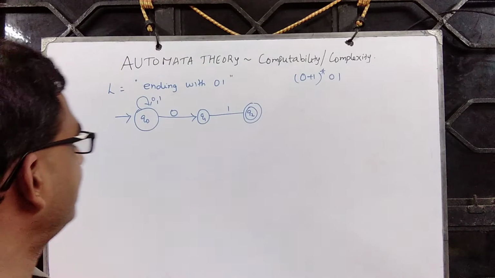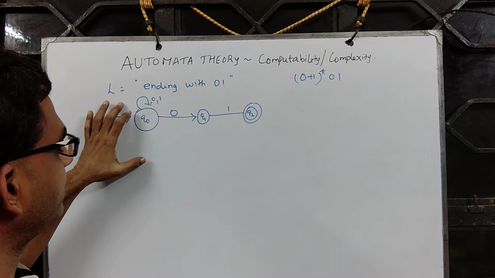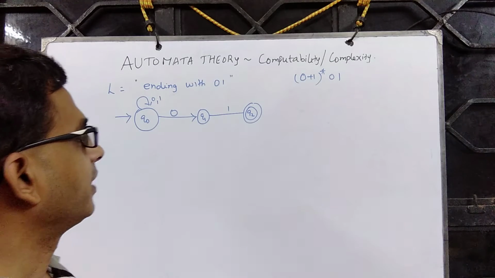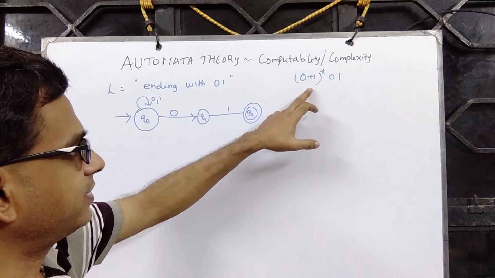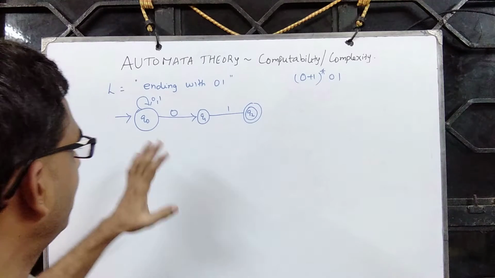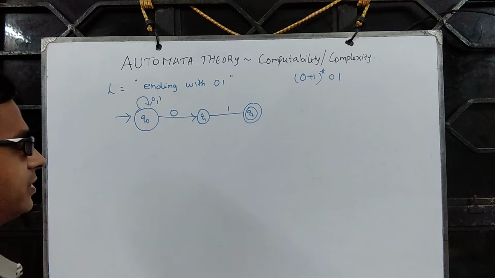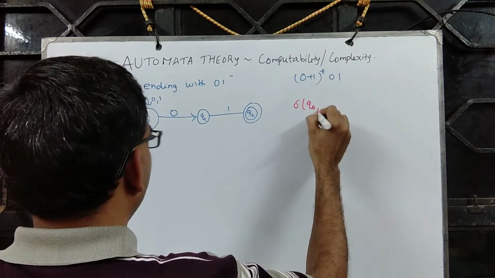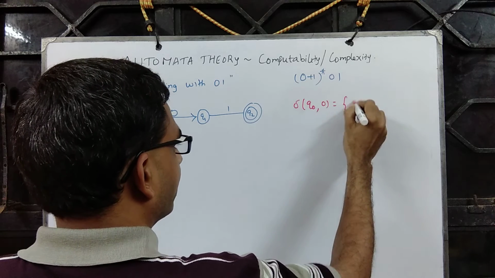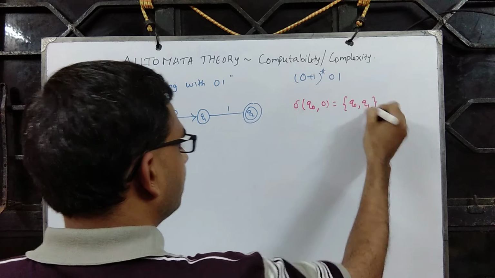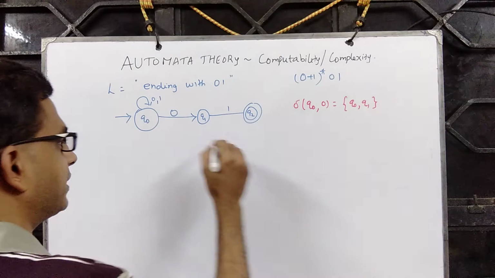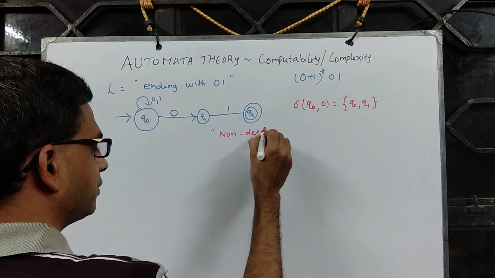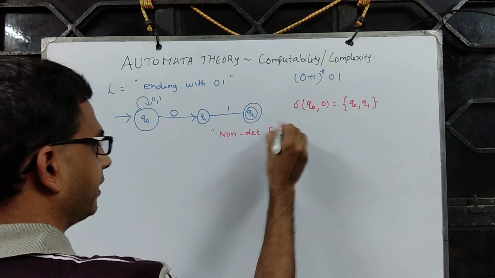Let us revisit the case study: the set of all strings over 0, 1 ending with 0, 1. The regular expression is precisely this: (0+1)*01. The finite automaton is this. Note that delta of q0, 0 is {q0, q1}. So it is moving to more than one state, and that brings non-determinism. So this is a non-deterministic finite automaton.